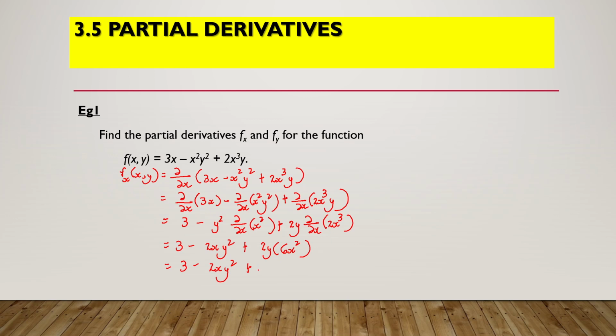So 12x squared y. So this is fx, or sometimes they put del f del x. The same notation: del f del x or f subscript x means differentiate with respect to x while y is constant. Before I proceed to fy, do you have any questions on the partial derivative here?